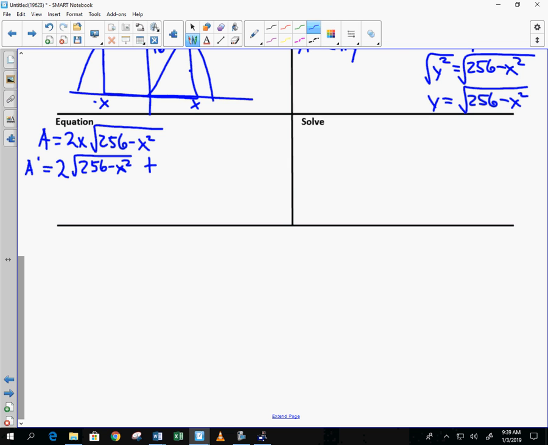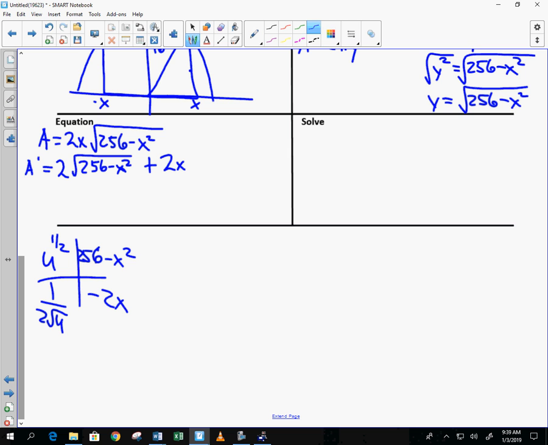Plus 2x times, I've got to find the derivative of the root of 256 minus x squared. How do I do that? Chain rule. Thank goodness for the chain rule, huh? u to the 1/2, and I've got 256 minus x squared. The derivative of 256 minus x squared is negative 2x. What's the derivative of u to the 1/2? Remember when that used to be confusing? Now we're like, hey, 1 over 2 roots of u.